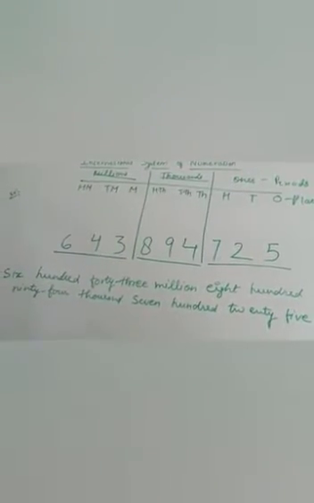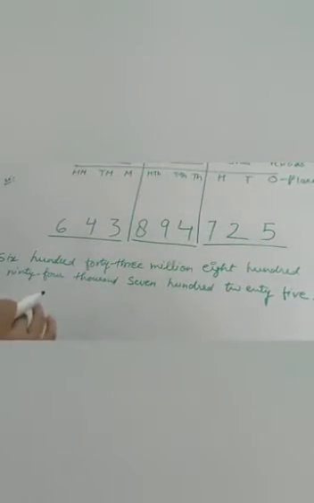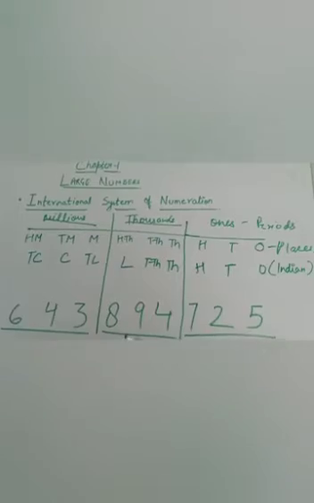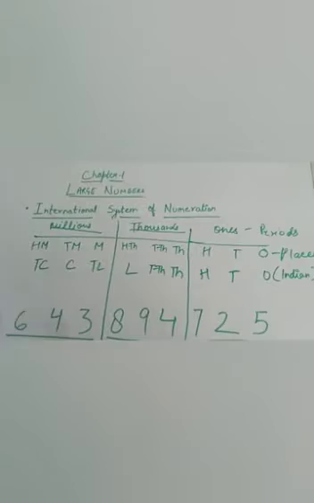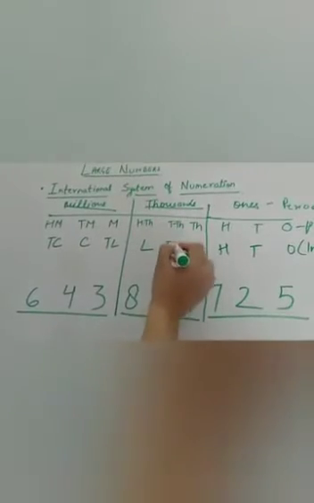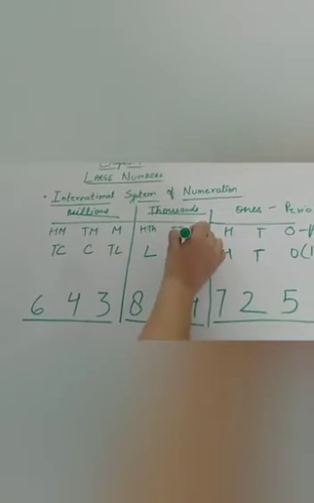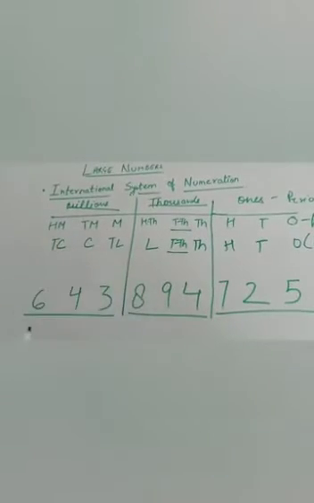Now let's compare both the systems with the same number. This is the Indian system: ones, tens, hundreds, thousands, ten thousands, lakh, ten lakh, crore and ten crore, and this is our international system. Both are the same till the ten thousands place. After that the places are different. So let's see how they differ.